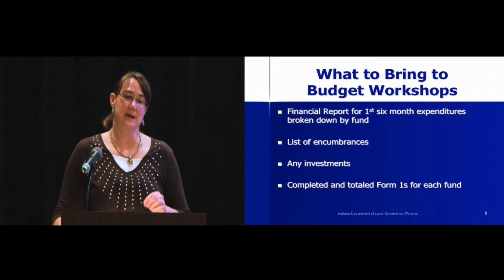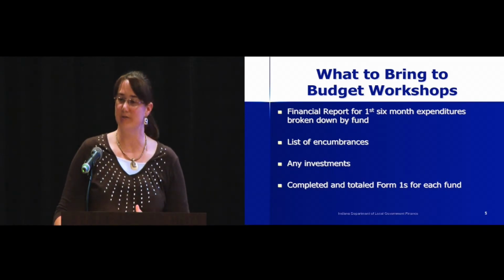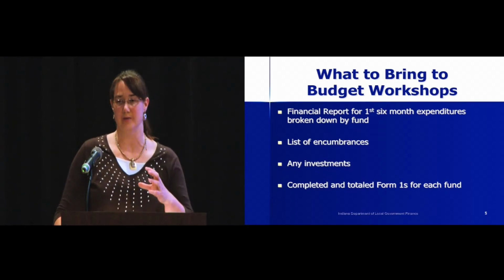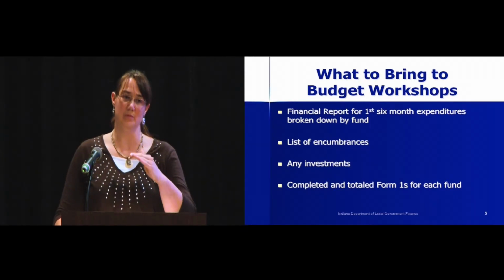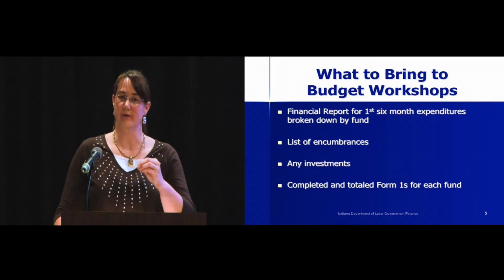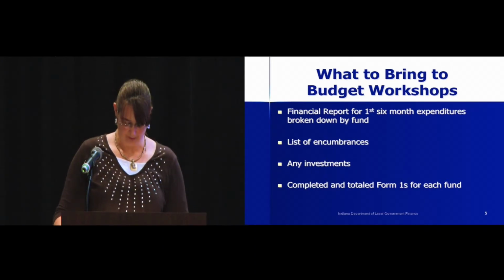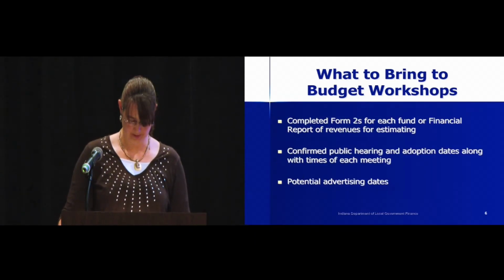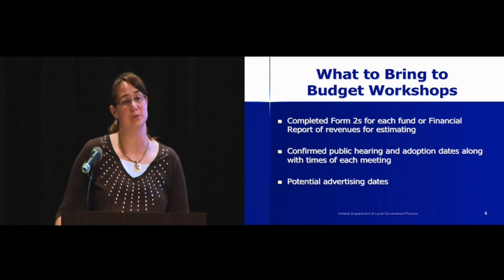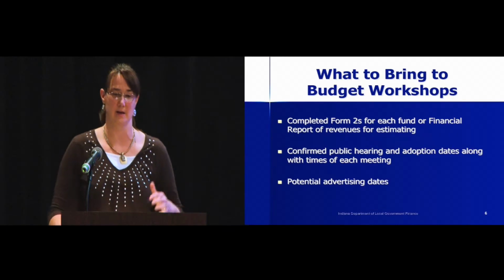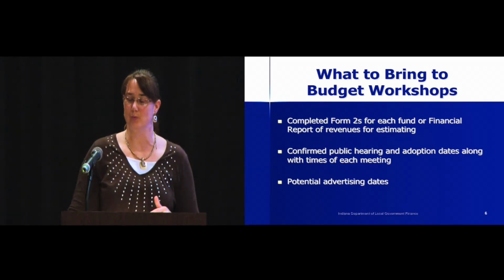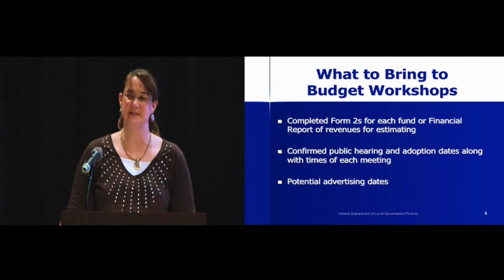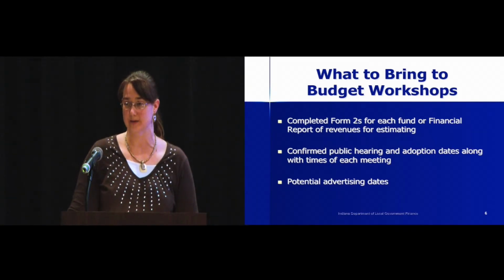When I say completed and totaled, example, general fund has several departments that fall within that fund. We don't want the individual department totals. We want the general fund as a whole. A completed Form 2. This form is for your revenues. It represents an 18-month picture of the revenues that the county will collect. This does not include the property tax.